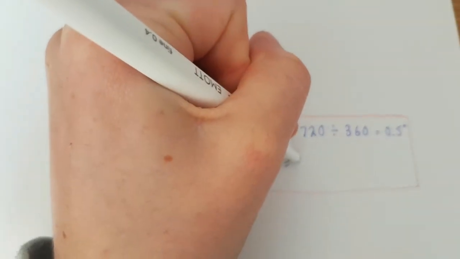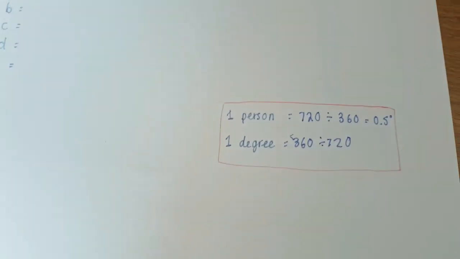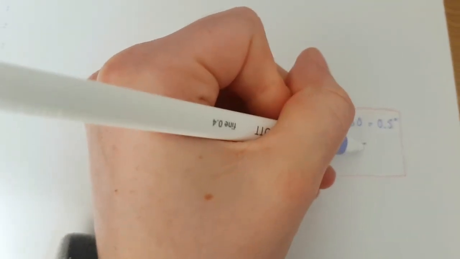Like I say, if we want to do the opposite, we can do 360 divided by 720, which means that 1 degree is equal to 2 people.